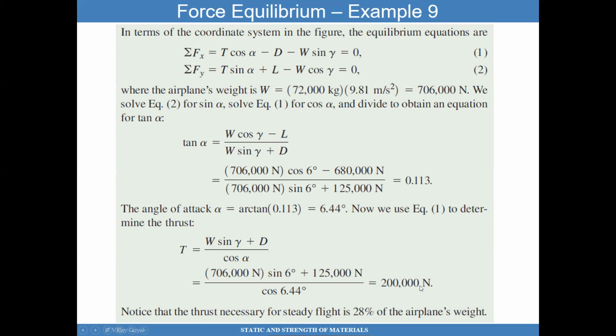And the answer is I have 200,000 kilonewton thrust that needs to be applied with an angle of attack of 6.44 degrees for steady state flight. Note that we need to apply about 28% of the airplane's weight to make this work.